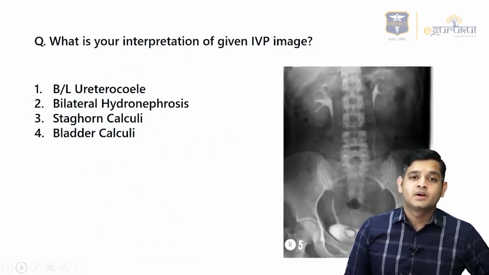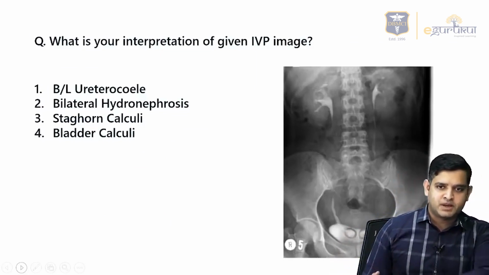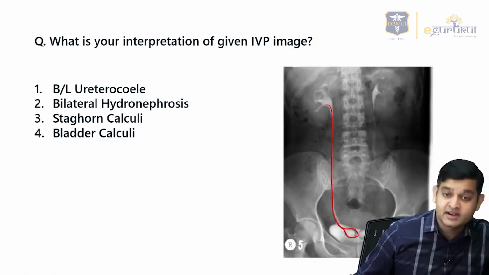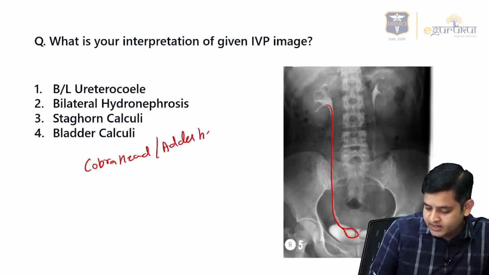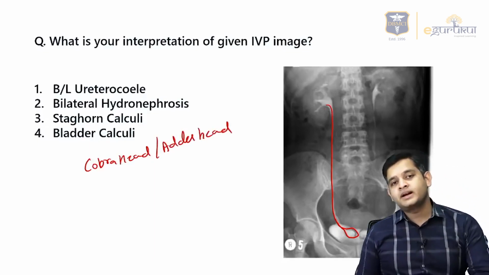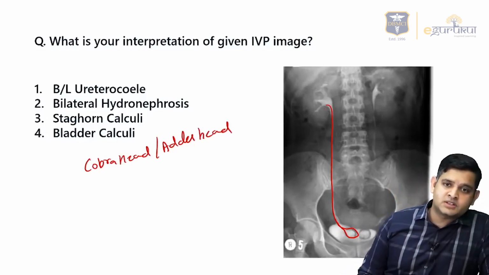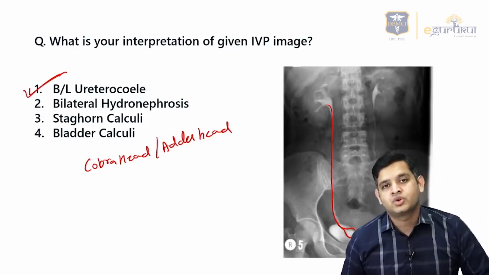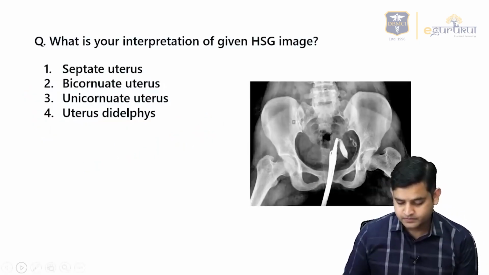Okay. Now what is your interpretation of the given image? That's a standard image in every image based paper. You expect that, where you see the ureter whose terminal end is dilated like this, and this is called a cobra head or adder head appearance. And since this is bilateral in this particular image, on both the sides, this is a bilateral ureterocele. This is an image of a bilateral ureterocele.